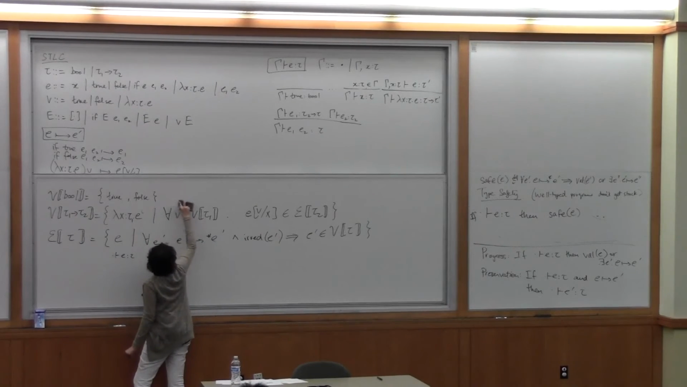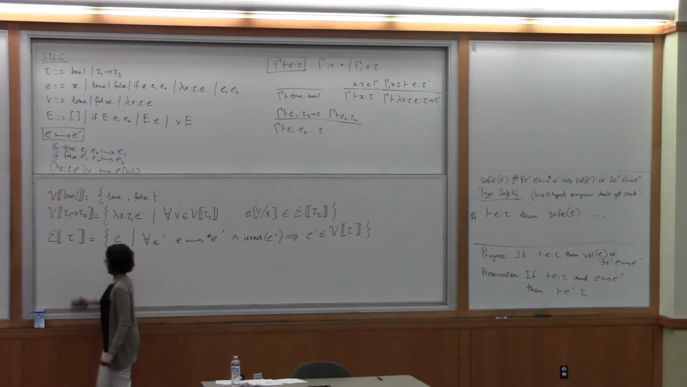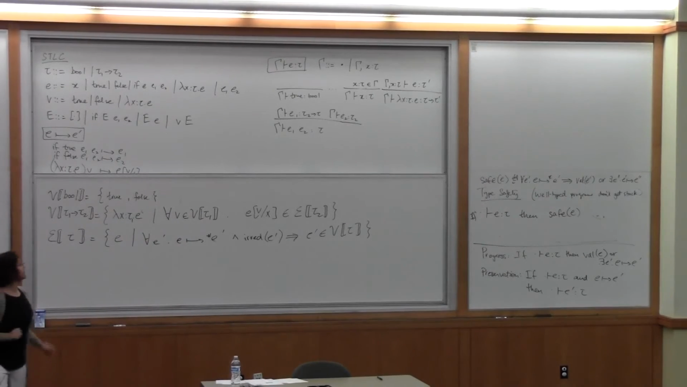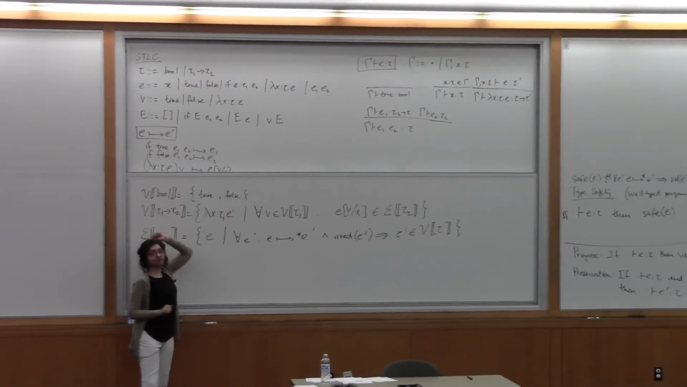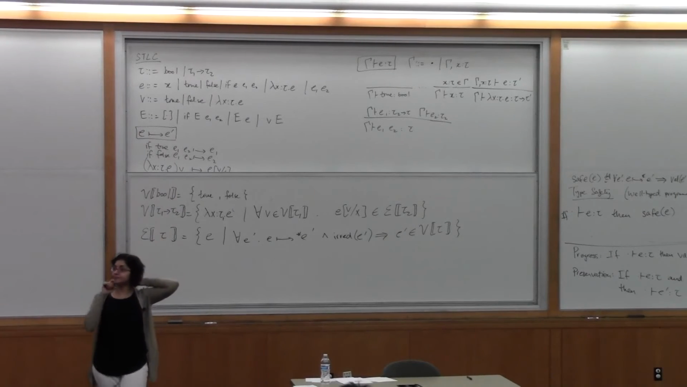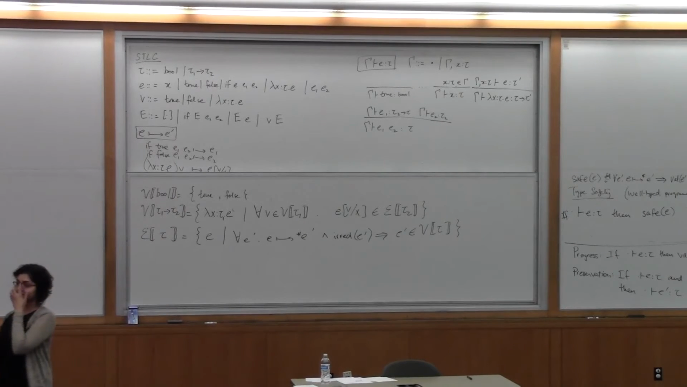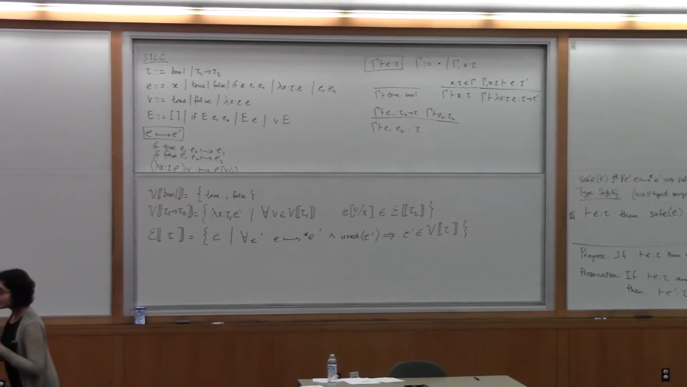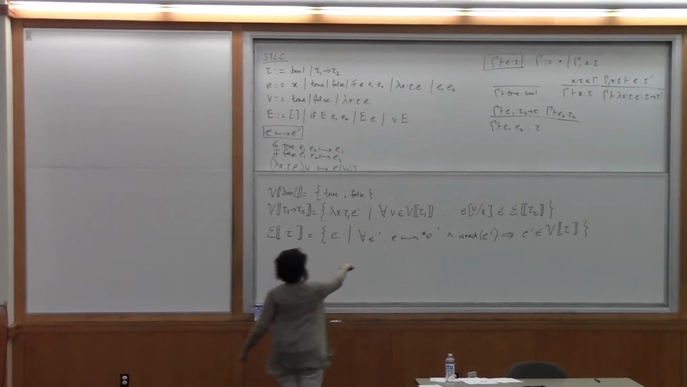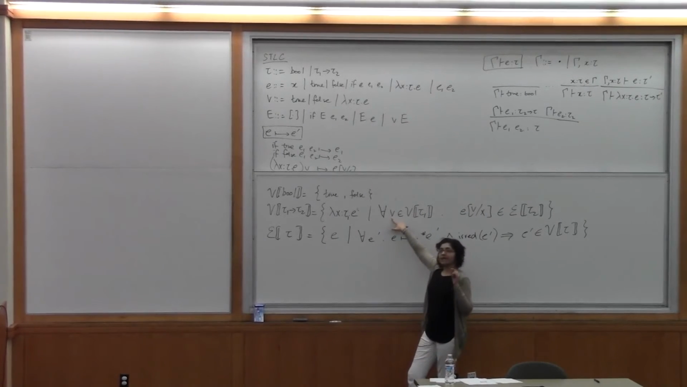But again, I keep saying looks like or behaves like, right? That's kind of key to my argument. That's why I only put true and false here and bool, for example. Yes? So when you have a function application, does that have to be a value of that number? You mean right here? Yeah.